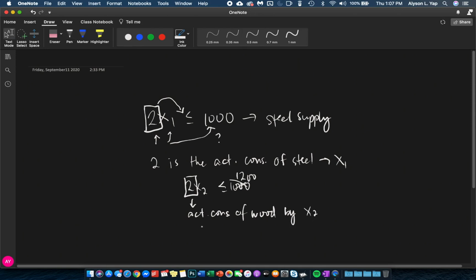And if you want to complete the analysis, if you look at the labor constraint, 3x1 plus 2x2 less than or equal to 1/8, this 3 is how much each x1 consumes from your labor supply. So for each x1 that you produce, it consumes 3 units of this right-hand side, which in this case is labor. And this 2 is how much each x2 consumes from your labor supply.